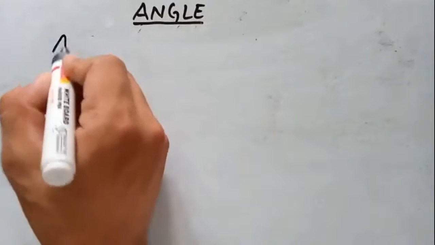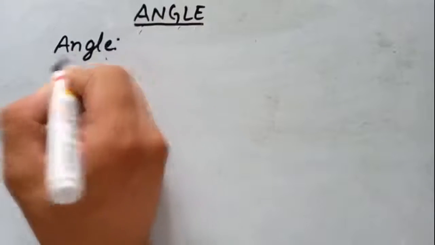Today we will read the next chapter, and the chapter is about angles. So first, let's understand the concept. Let's understand the definition of an angle. When two rays or line segments meet each other at a common point, it forms an angle.